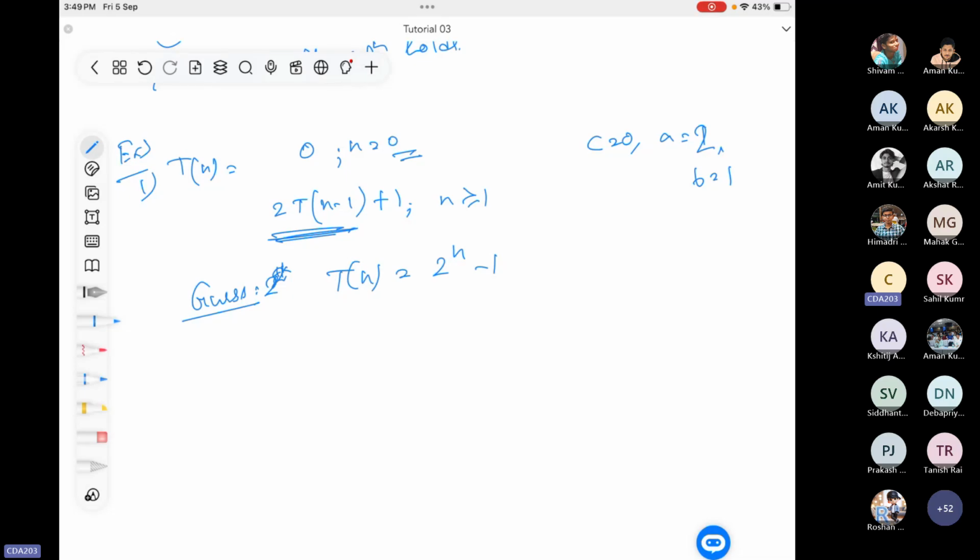Now, let's say we have to prove that this solution is the correct solution. So we'll prove using induction. For induction, we have to check the base case. In the base case, when n equal to 0, t0 is 2 to the power 0 minus 1, which is 0, right? So 2 to the power 0 is 1. So the base case holds. Now the induction step.